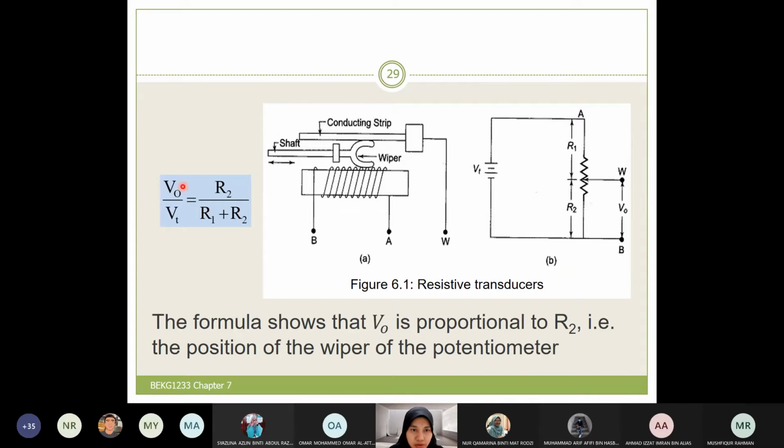So we can see from this formula, V out is proportional to R2, where the position of the wiper of the potentiometer is. That's why we say that V out is proportional to R2 and proportional to the position of the wiper.